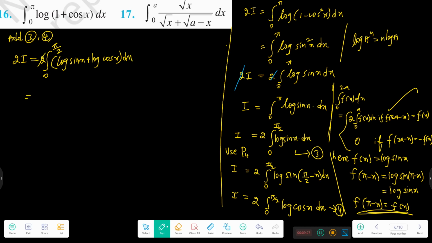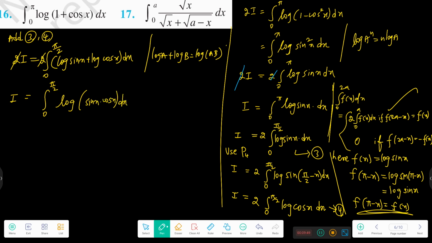So this 2 will cancel. Then I is equal to the integral from 0 to pi by 2. Using the log A plus log B formula, log A plus log B is log AB. So we get log of sin x into cos x into dx. Again sin x into cos x looks like which formula? Sin 2x is equal to 2 sin x into cos x.